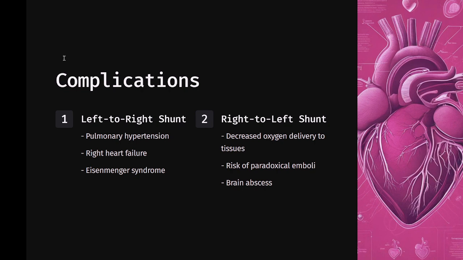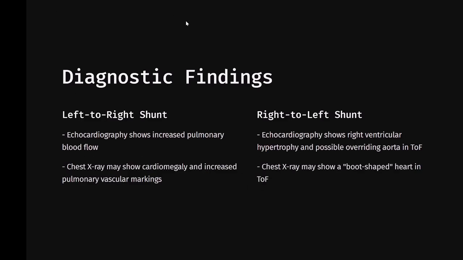Diagnostic findings: echocardiography shows increased pulmonary blood flow. Chest X-ray may show cardiomegaly and increased pulmonary vascular markings. Echocardiography shows right ventricular hypertrophy and possible overriding aorta in TOF. Chest X-ray may show a boot-shaped heart in TOF.